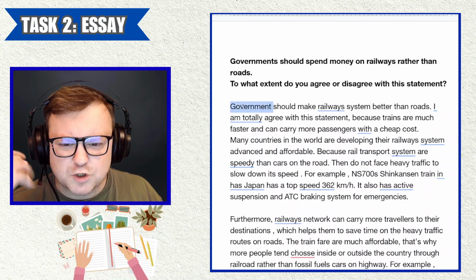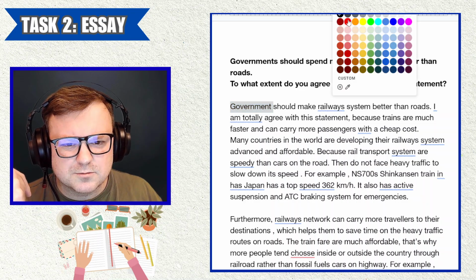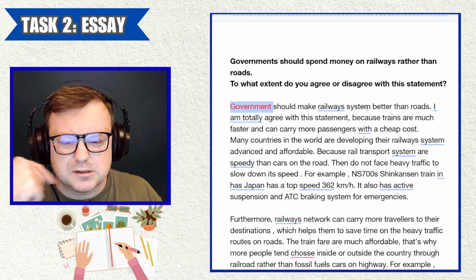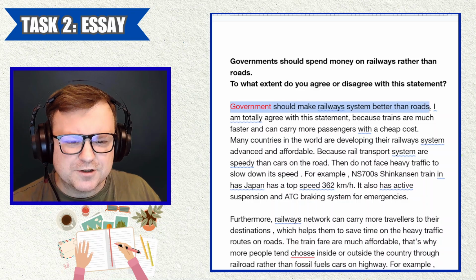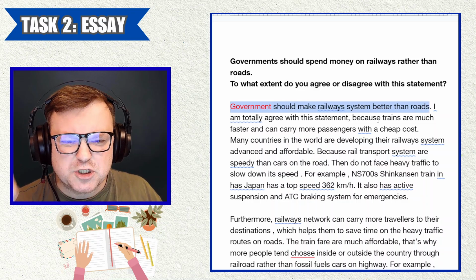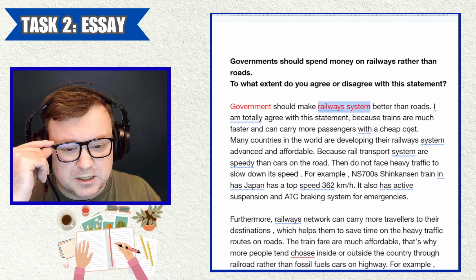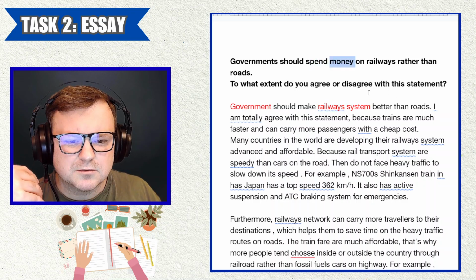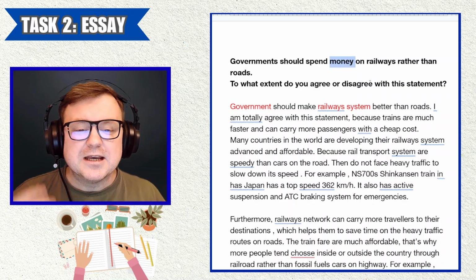So, government. Just one government or governments or the government should make railway system better than roads. Okay, we just start with a position here. There's no background information, just governments should make railways system. Railway system isn't a collocation. Railway systems maybe, and it's not about making them better than roads, it's about where they should spend money.